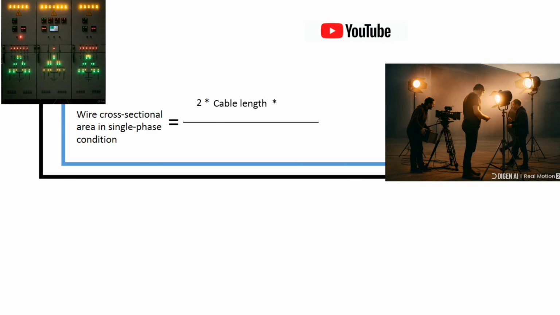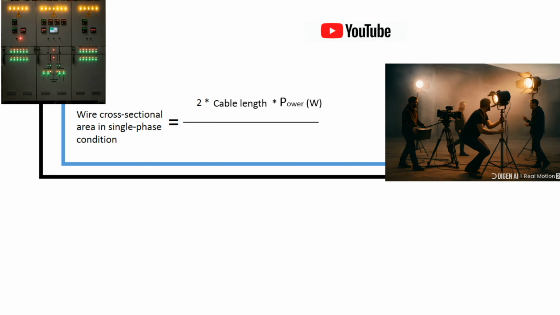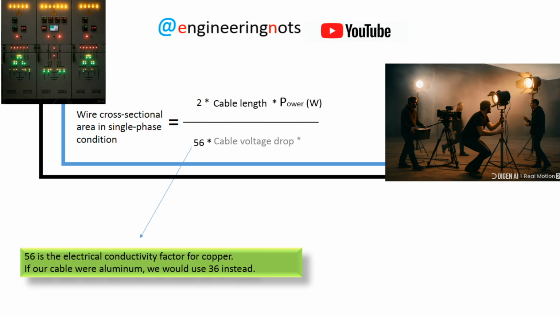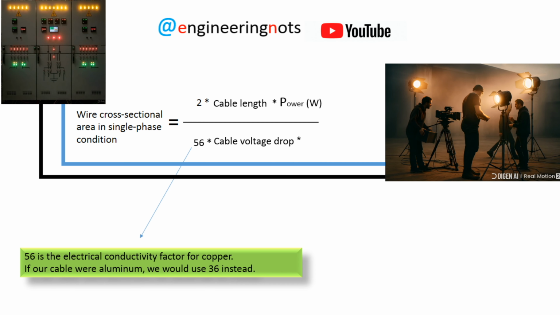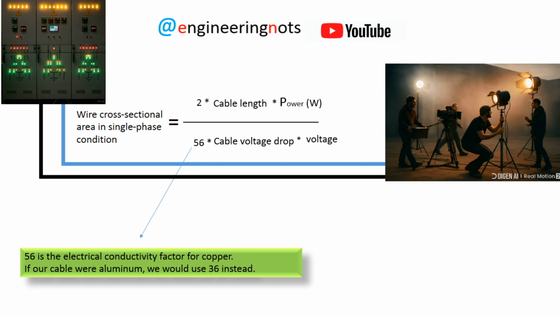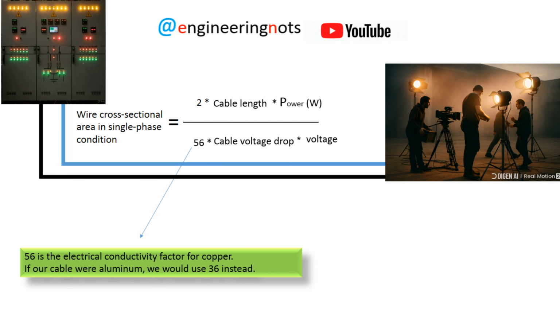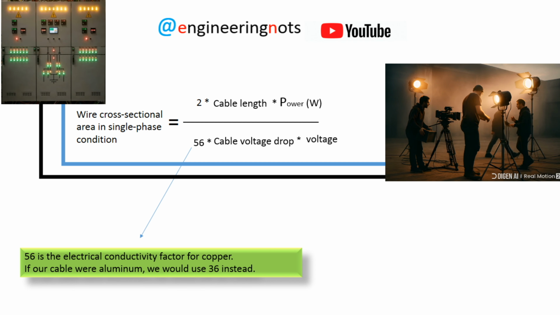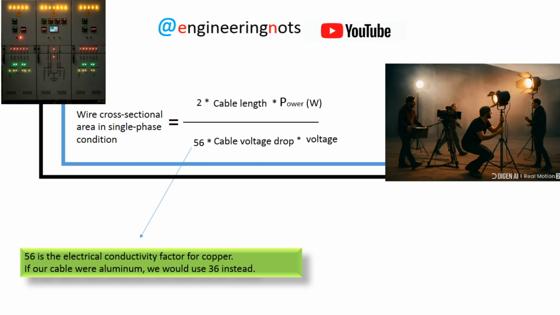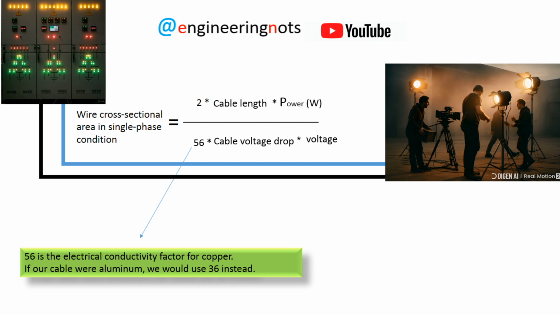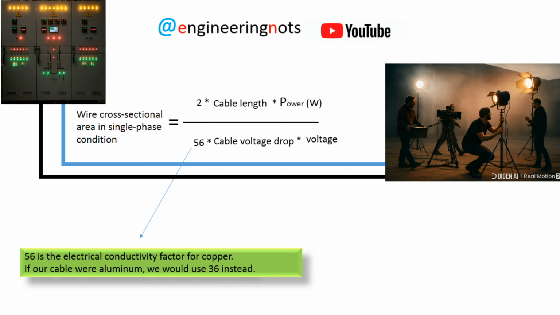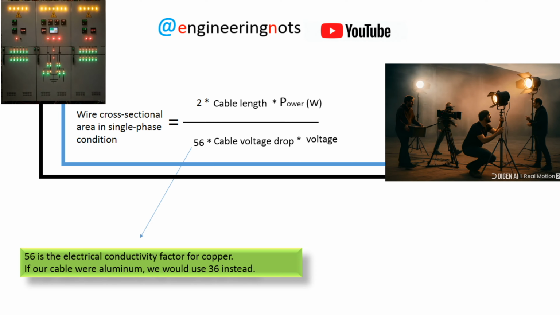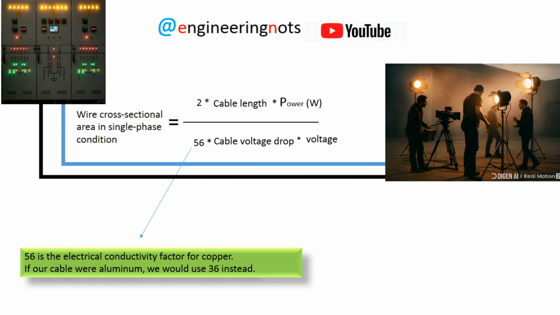2 times the cable length multiplied by the power in watts. Then we divide the result by the constant number 56. Multiply by the allowable voltage drop of the cable, which is 5%. And finally multiply by the system voltage. And the number 2 means that we have 2 current paths: the outgoing path and the return path, phase and neutral. 56 is the electrical conductivity factor of copper. If our cable were aluminum, we would use 36 instead.